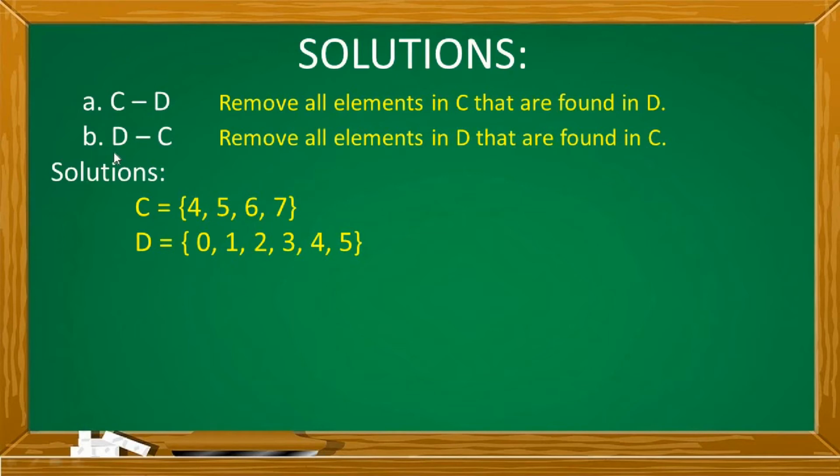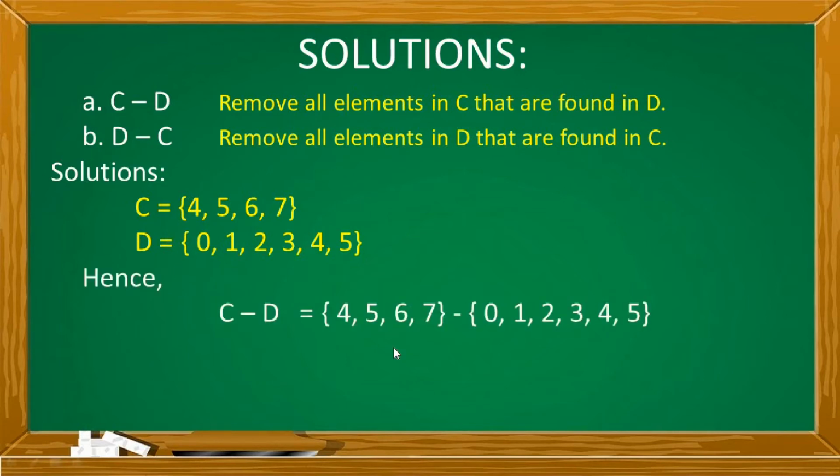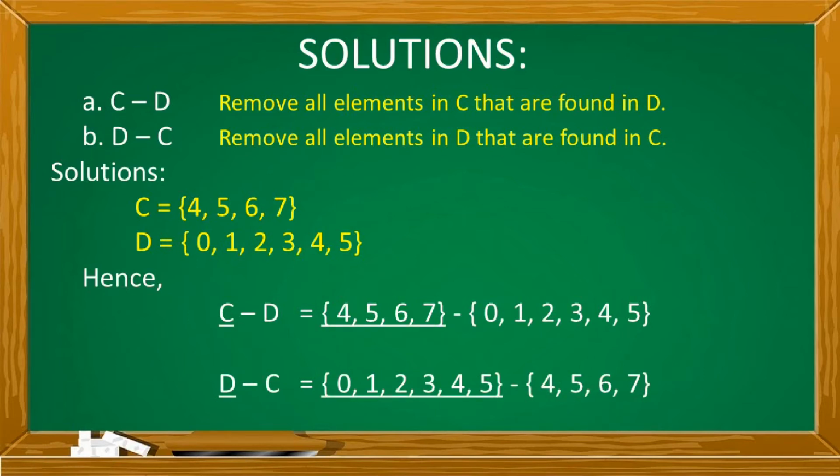And for D minus C, we are going to remove all elements in D that are found in C. Using the elements of set C and set D, for C minus D, the elements of C 4, 5, 6, and 7 minus the elements of D 0, 1, 2, 3, 4, and 5. And for D minus C, the elements of D minus the elements of C. Take note, sa unang set manggagaling ang mga sagot. The difference of the second set from the first set. Aalisin mula sa unang set lahat ng elements ng pangalawang set.